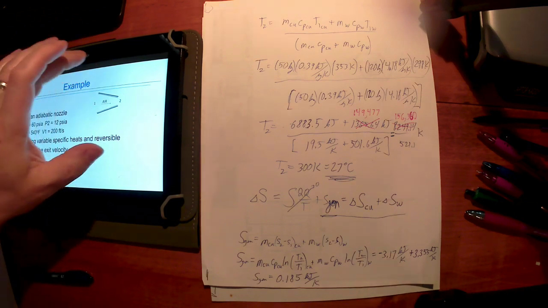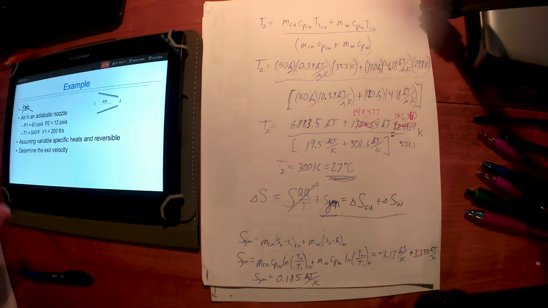All right, now this is not 797. It might have been 797 in the 6th edition. We're in the 9th edition. But the problem is just fine, okay? So, this problem, we can work a couple of ways, and we'll see how far we get today. We've got air entering an adiabatic nozzle. We're given pressure at the inlet and outlet. We're given temperature at the inlet and speed at the inlet. And assuming variable specific heats and assuming reversible, they want us to determine the exit velocity.